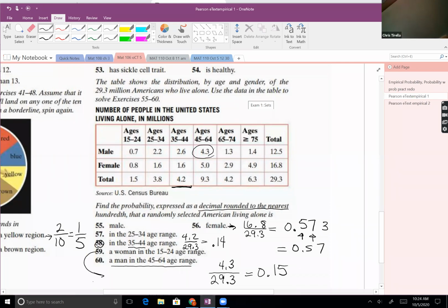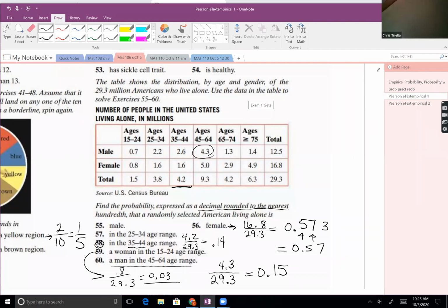You're a step ahead of me, so that's 0.8 over 29.3. Oh, is it 0.8? Yeah, women in the 15 to 24 range is 0.8, right? I'm getting 0.03 when I round. Okay, got it.